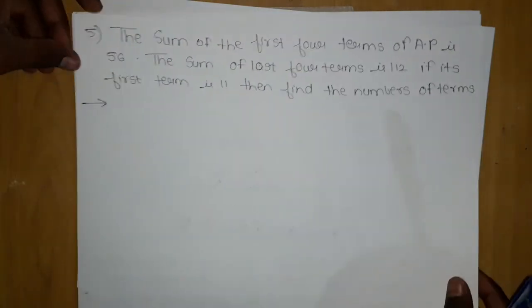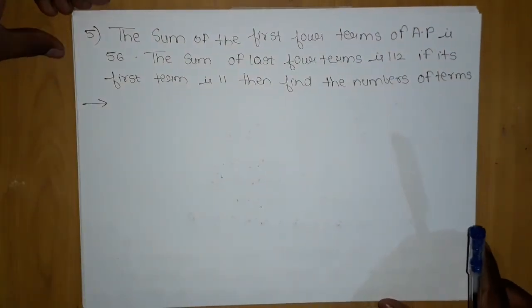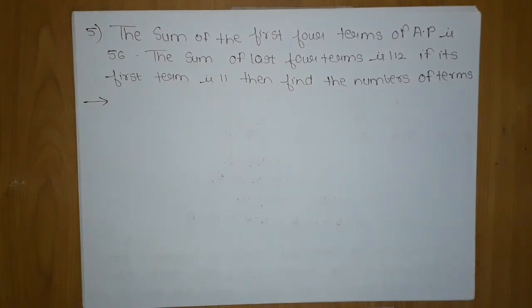Okay, the next question, this is the fifth question. It says the sum of the first 4 terms of an AP is 56. The sum of the last 4 terms, just keep that in context, because that thing is going to become a trap, is 112. If its first term is 11, then find the number of terms.